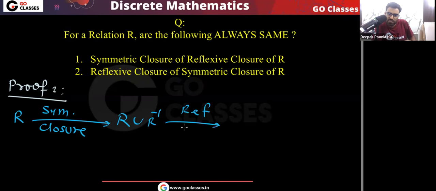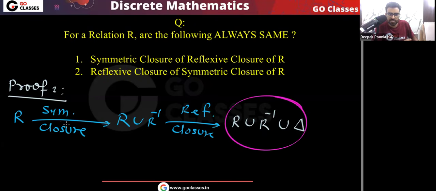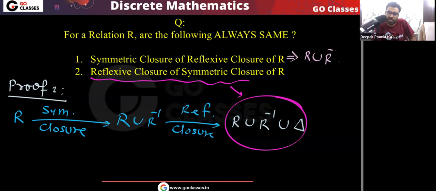Now you do the reflexive closure. To do the reflexive closure, you just take the union with delta. Did you notice? This is what you get when you do it in the second order, and you get the same thing when you do it in the first order. In both cases you get R union R inverse union delta. That's it. Hence proved.